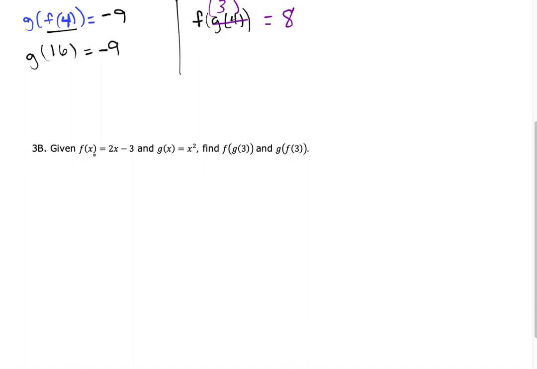So here I have two functions. F of x is 2x minus 3, and g of x is x squared. So I'm going to find f of g of 3 and g of f of 3. So f of g of 3, I'm going to put the 3 in the g function first for x. So I have 3 squared. So I have 9. So now I need to find f of 9. 2 times 9 is 18, minus 3 is 15. And that's your answer for that one.